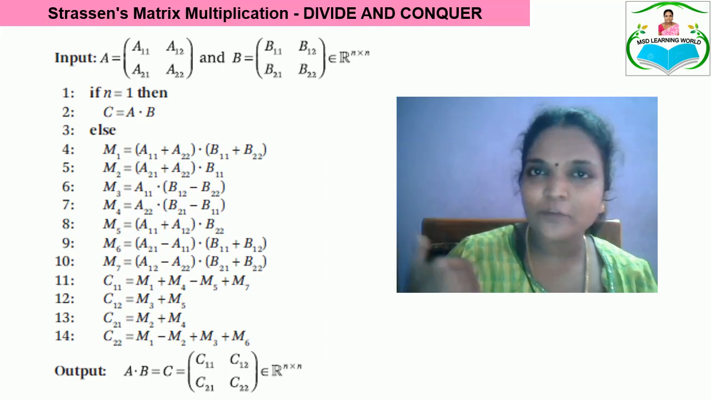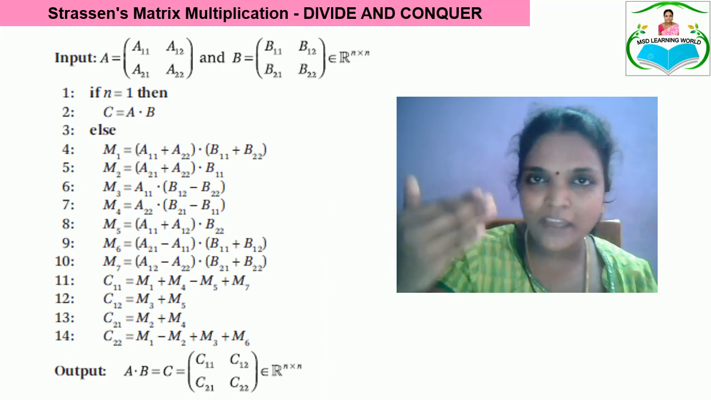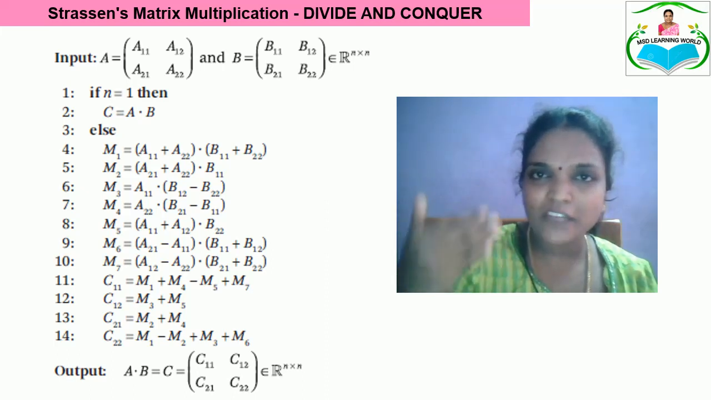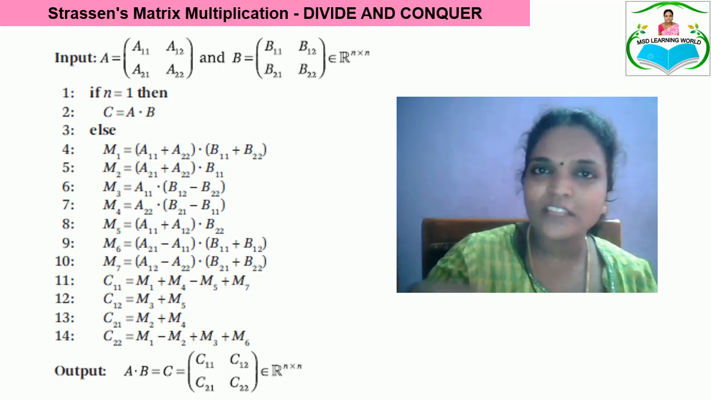When the number of elements of the matrices A and B is greater than 1, you find the 7 values. After finding the 7 values, you find the 4 values of the matrix C, which is A into B, and then you give the results.